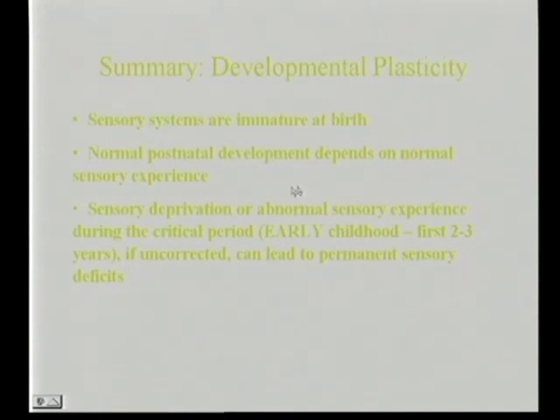Summary of developmental plasticity. Sensory systems are immature at birth. I think everybody understands that. Normal postnatal development depends on normal sensory experience, okay? For things to develop correctly, you've got to have sensory experience. You know, if you patch an eye, you're going to have to be very careful about that eye getting its normal circuitry wired up because it's not receiving its normal sensory experience. And then sensory deprivation or abnormal sensory experience during this critical period, early, first 2 to 3 years. If you don't correct it, you're going to have all kinds of sensory deficits. So this is a key, 2 to 3 years.